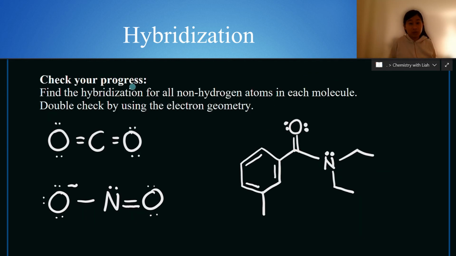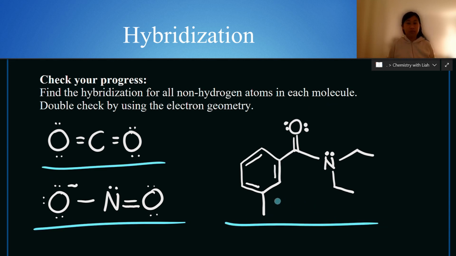Now it's time to check your progress with this topic. So find the hybridization for all non-hydrogen atoms in each molecule, and then double check by using the electron geometry. So here are the 3 molecules that you can practice with.